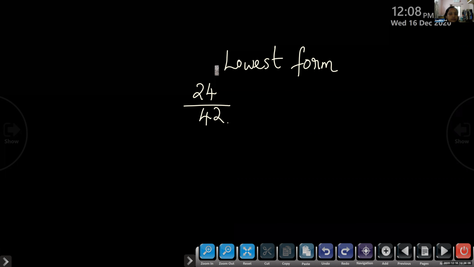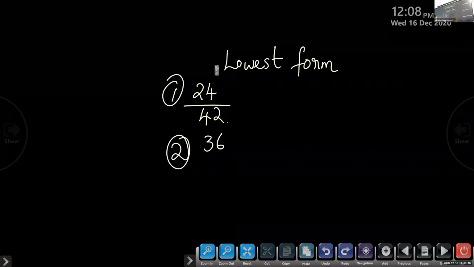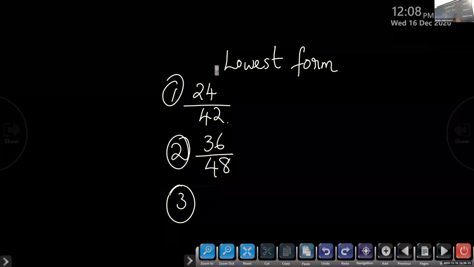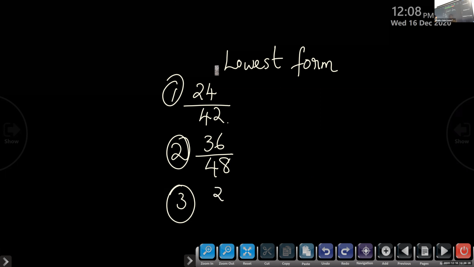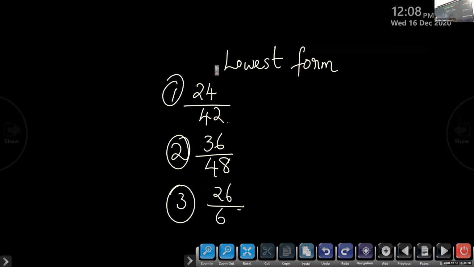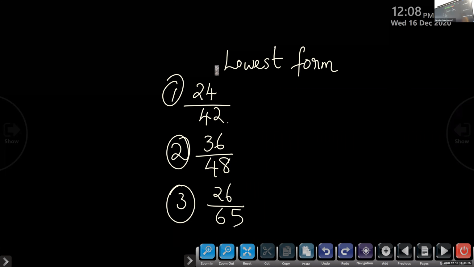This is question number 1. Children, do the next one. Question number 2, 36 by 48. Reduce to lowest form. Question number 3, 26 by 65. Reduce to lowest form.